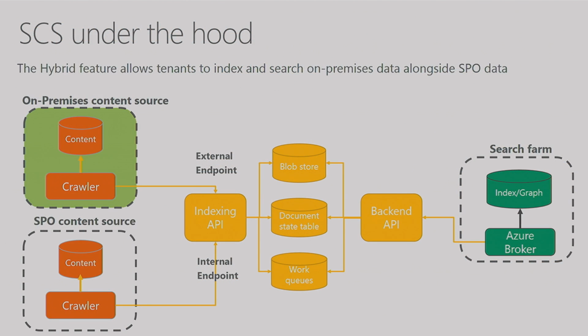Under the hood, very simple. The green box there represents your on-premises search service application, and we literally feed up into this centerpiece here, which is the Search Connector Service, or the Search Content Service. It has an indexing API that you communicate with. We have an external endpoint that you can talk to. We have an internal endpoint that our SharePoint farms in Office 365 talk to, and because we're using the same indexing pipeline, that enables us to merge those searchable items together to form that single unified search index.